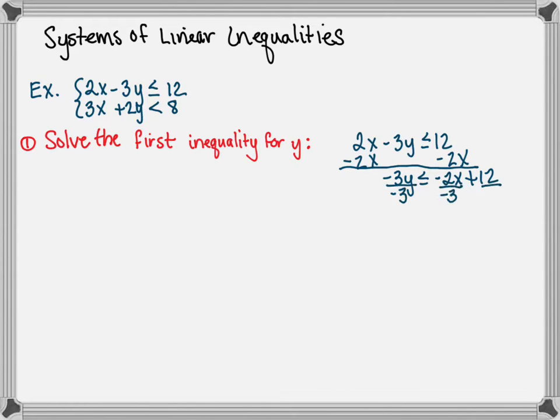Now we'll divide everything by negative 3. And we end up with y is greater than or equal to 2/3 x minus 4. Notice, because we divided both sides of an inequality by a negative number, we needed to flip the inequality symbol.